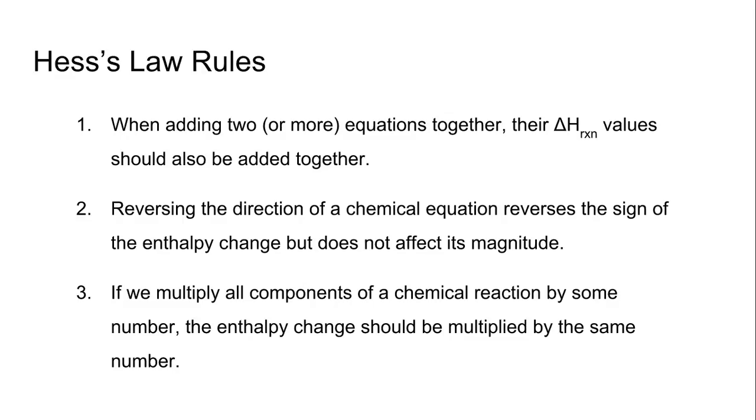When using Hess's law, we have to follow three rules. Number one, when adding two or more reactions together, their delta H reaction values should also be added together. Number two, reversing the direction of a chemical reaction reverses the sign of the enthalpy change but does not affect its magnitude. And number three, if we multiply all components of a chemical reaction by some number, the enthalpy change should be multiplied by the same number.